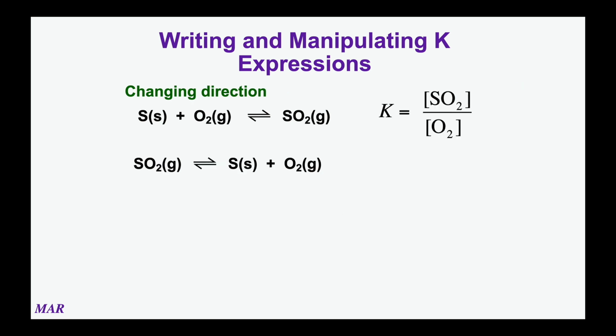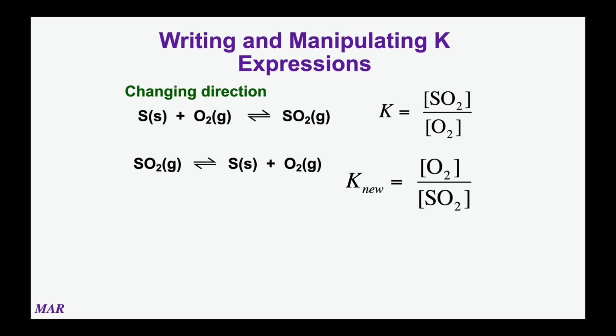Finally, you can also change direction of an equilibrium constant. So instead of thinking about sulfur plus oxygen going to sulfur dioxide with K equals SO2 divided by O2, again, remember to keep the solids and liquids out, let's say we wanted to reverse it, and we wanted to think about it from sulfur dioxide's perspective, breaking down to sulfur and oxygen. Okay, no problem at all. The new K would be the oxygen gas on top divided by SO2 on the bottom. Again, no solids and liquids.